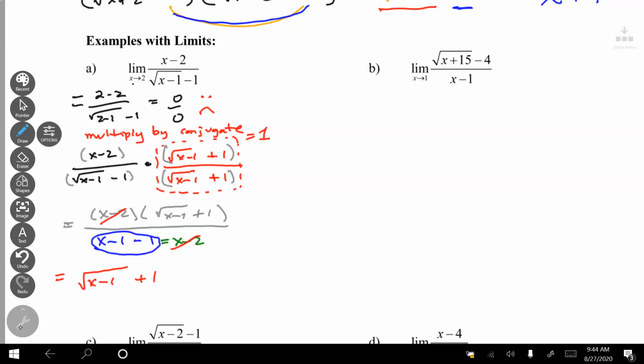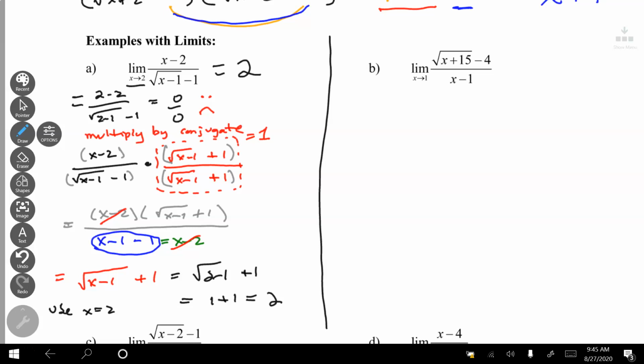So let's go back to the beginning of the problem. Use x equals 2. I get square root of 2 minus 1 plus 1 is equal to 1 plus 1 is equal to 2. So this whole limit is equal to 2. That's what's going on. I wouldn't want to graph this one. It'd be hard to do.